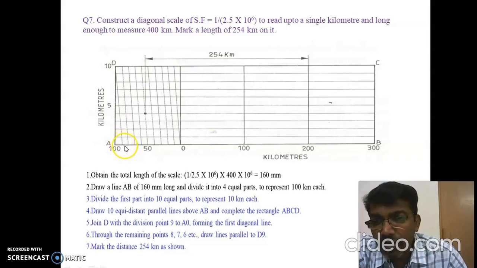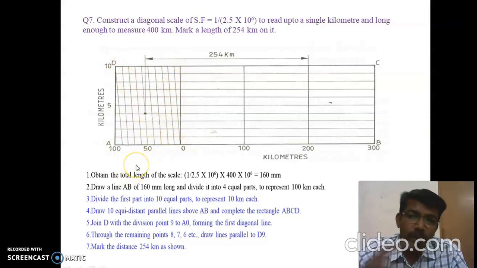And next, draw the diagonal line parallel to this 9 and D from point 8. This is point 8. So draw parallel lines like this from down to bottom: 7 diagonal line, 6 diagonal line. Like this you go up to 0. From 0, draw a parallel line to this 9 and D up to the end point.